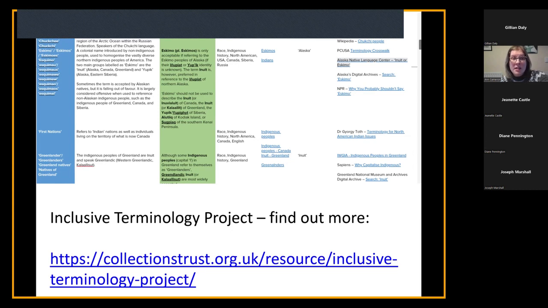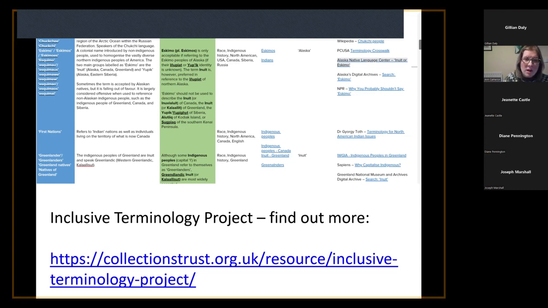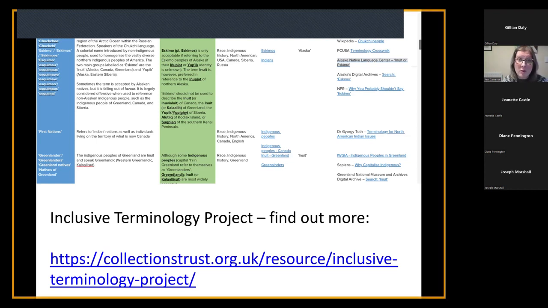And then in the green section, you can see it'll give you a preferred term and give you a wee bit of a hint about how to use it. And this was really useful. So you can see Eskimo should not be used to describe the Inuit or Inuvialuit of Canada and so on. So it'll give you some background and you can then change your terminology accordingly.